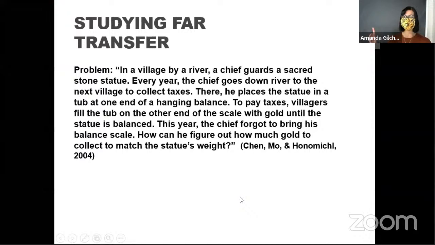So here's a study of far transfer. This comes from Chen, Mo, and Honomichl, and Mitchell in 2004. I'm going to read you a story. You don't need to write this down.